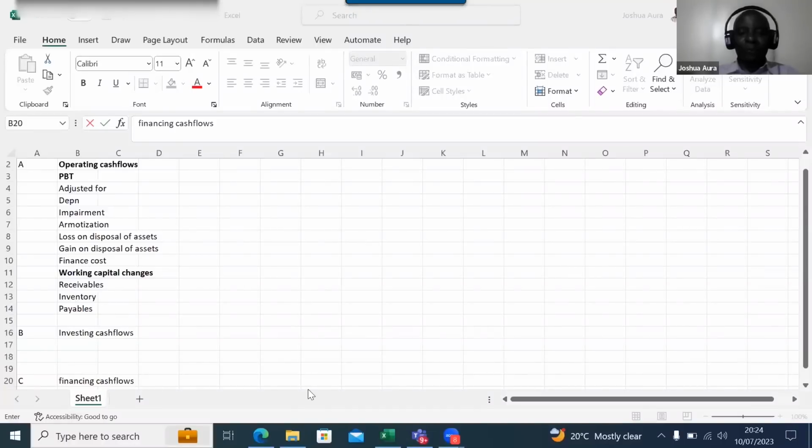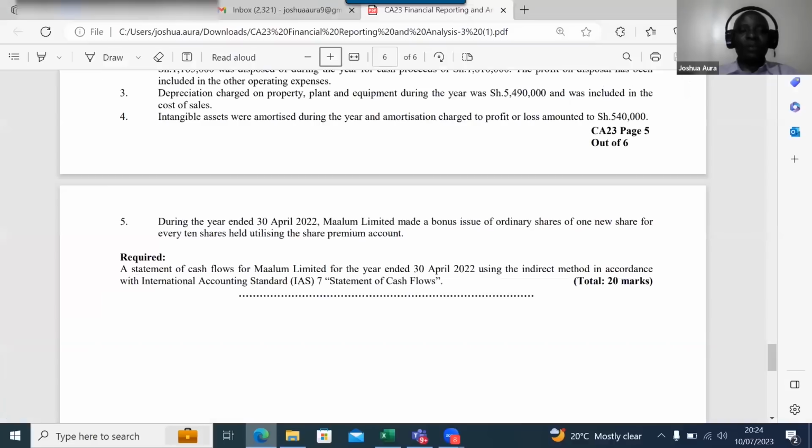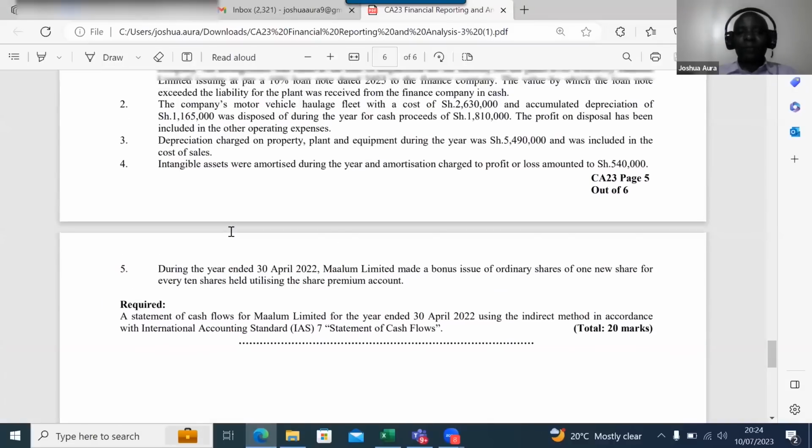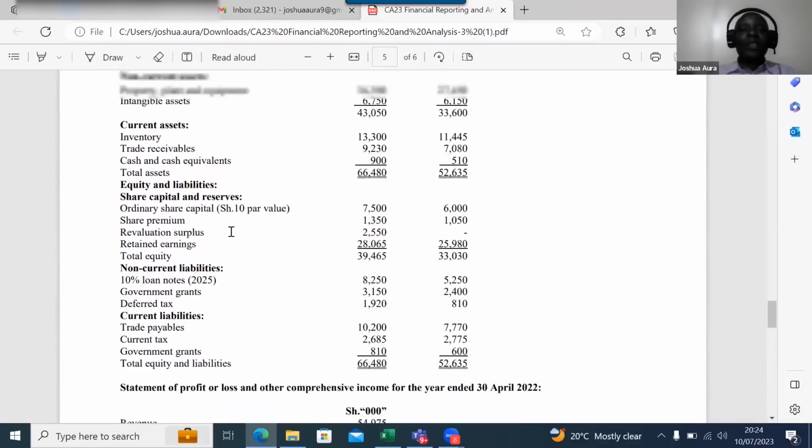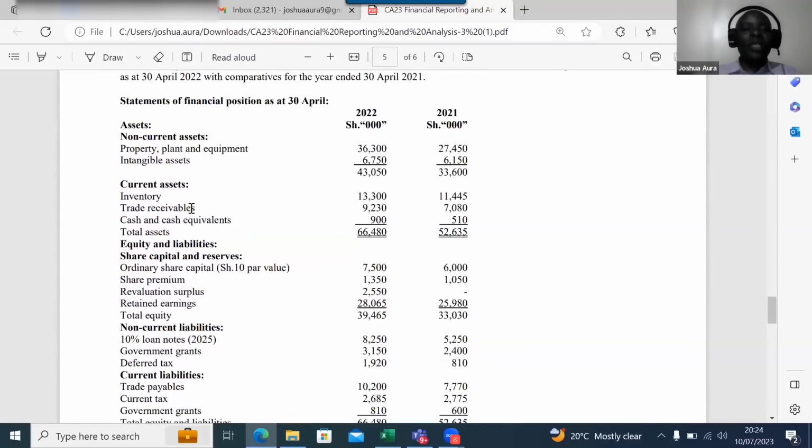So we shall come here and read the question. The question is here with me. This is the question. So the very first thing that I will do is to look for profit before tax.